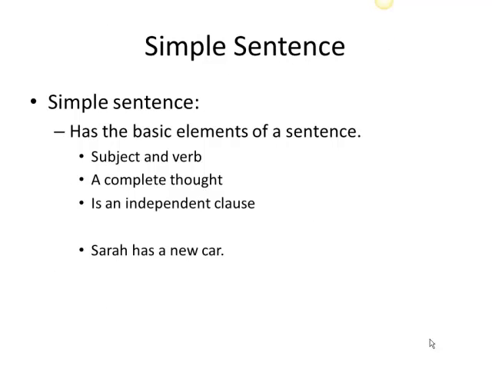A simple sentence just has the basic elements of a sentence that we talked about at the beginning: the subject and the verb and something to complete the thought. And these are independent clauses. So "Sarah has a new car" is a simple sentence.